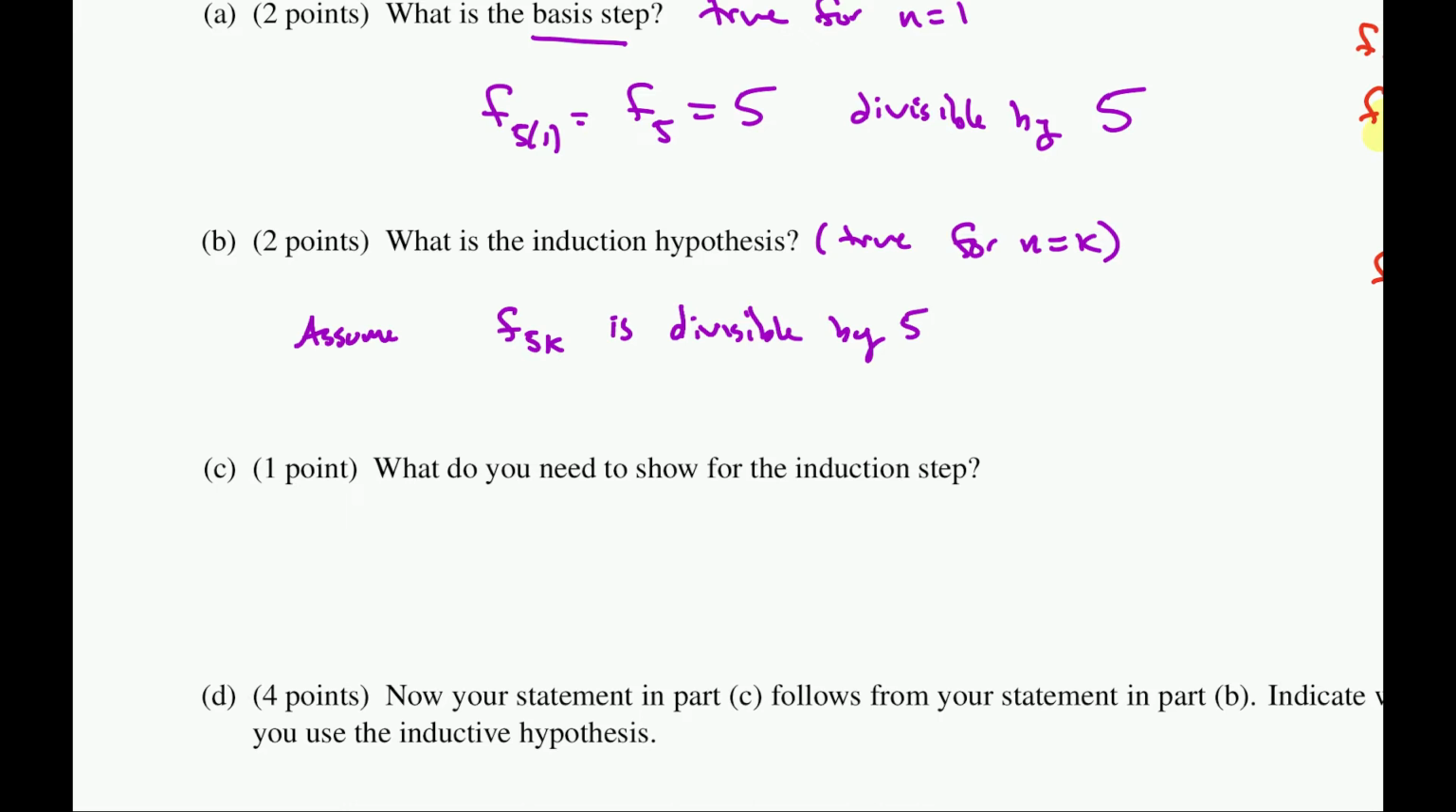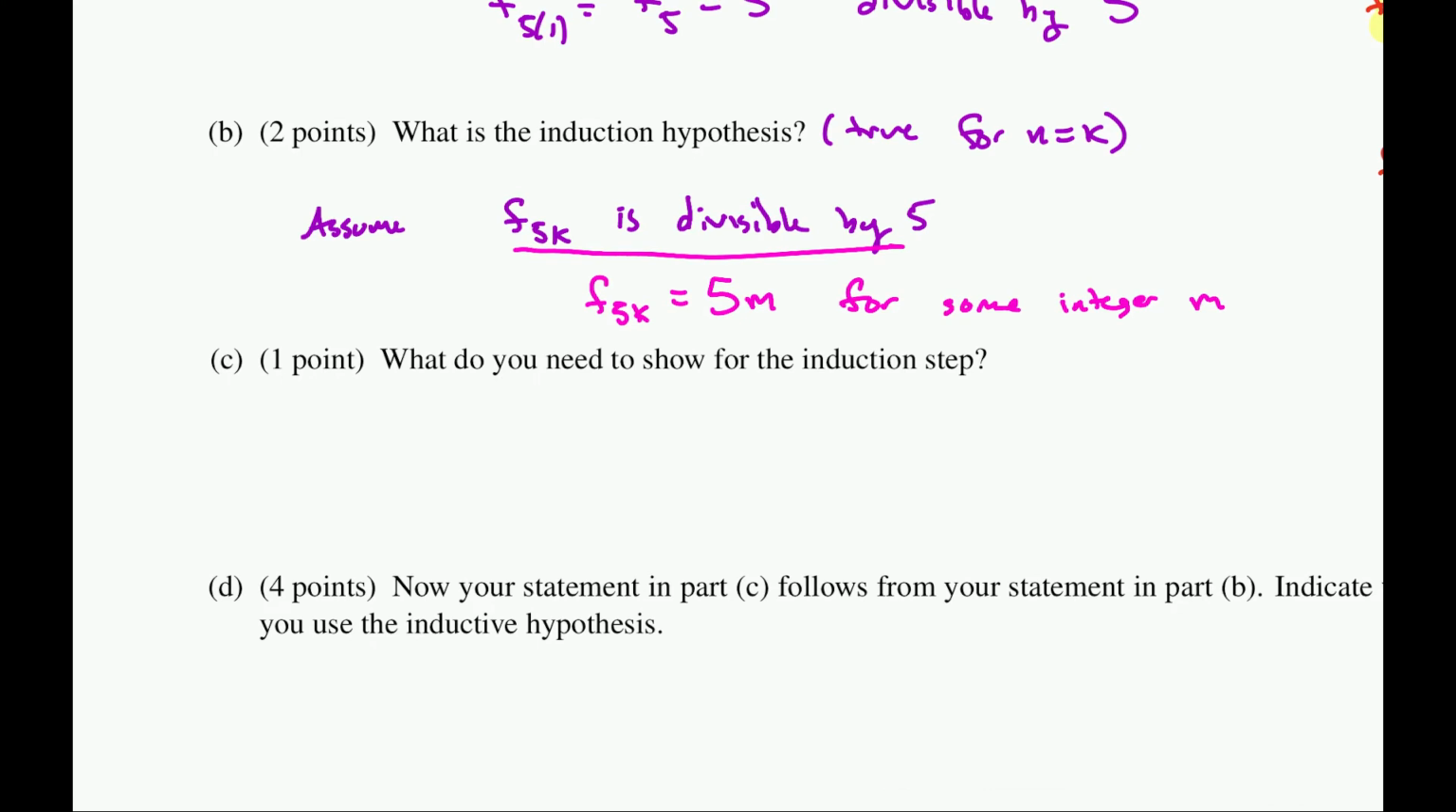But you probably want to have that as a mathematical statement, an algebraic statement. So instead of writing it in words, you probably want to write f5k equals 5m, for some integer m. Just like we use a number equals 2k when it's even, you could use 5m for some integer m to indicate that it's divisible by 5. So we're probably going to use this form here.